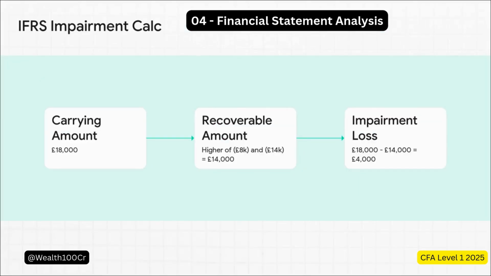Let's walk through an IFRS example together. So we have a carrying amount of 18,000 pounds. We need to find the recoverable amount. Remember, it's the higher of its fair value less cost to sell, which is 8,000 pounds, and its value in use, which is 14,000 pounds. So 14,000 pounds is our recoverable amount. The loss is simply the book value minus that recoverable amount, which gives us a 4,000 pound impairment.